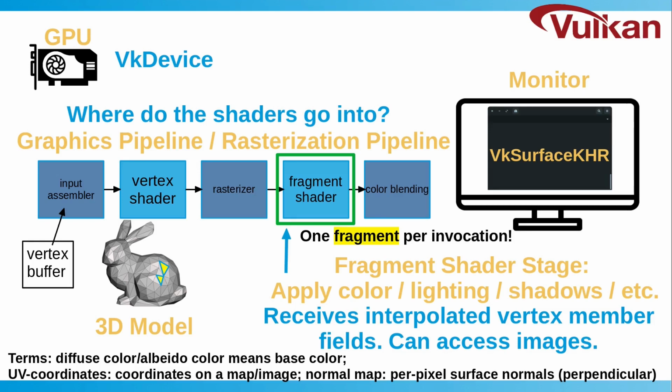Then we have other maps that also come with models. For example, a normal map. So this is a per pixel surface normals. So that has a higher resolution than just the normals that we have in the vertices. So a normal map can be used to apply more fine-grained surface nuances to a model without putting too many vertices into this model.